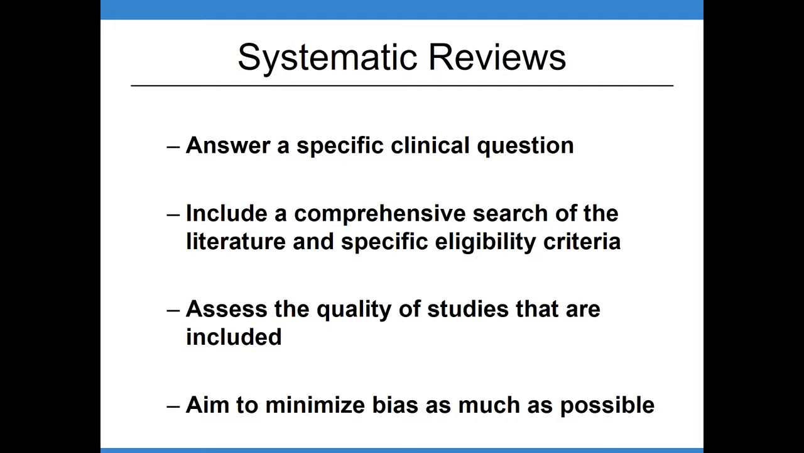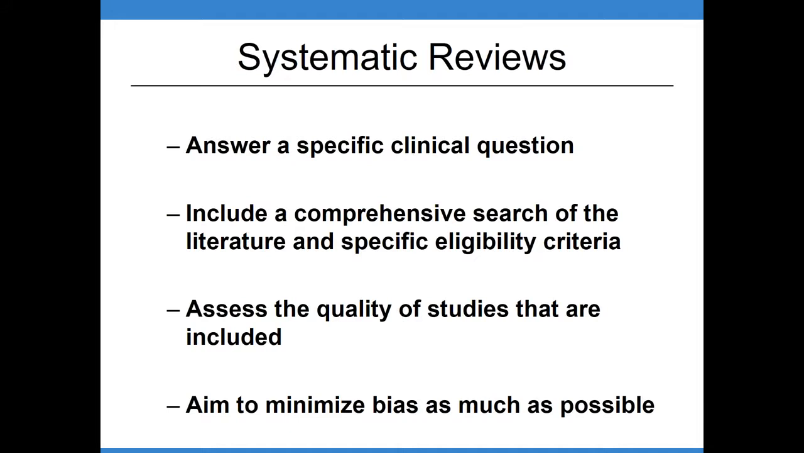So a systematic review includes a very comprehensive search of the literature and also very specific eligibility criteria for the studies that are included. In a typical literature review or a narrative review, you wouldn't necessarily know exactly how the researchers found the articles that they're using and how they decided what they were going to include, what they weren't going to include. A systematic review will be very transparent about that. It will tell you exactly how they found the studies and how they decided what fit and what was outside the scope of their review.